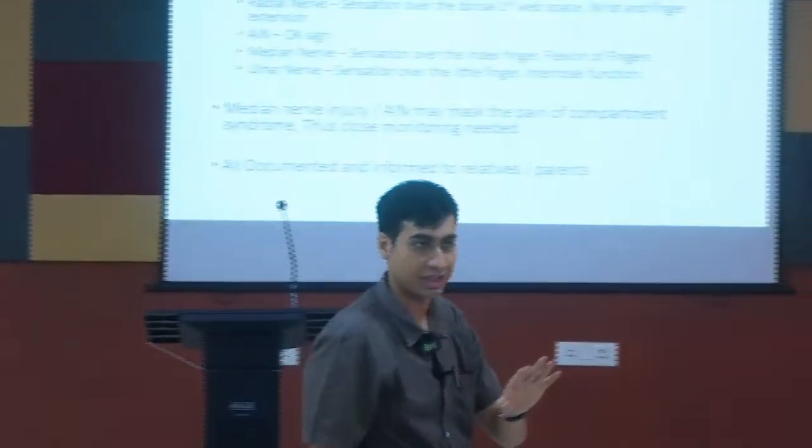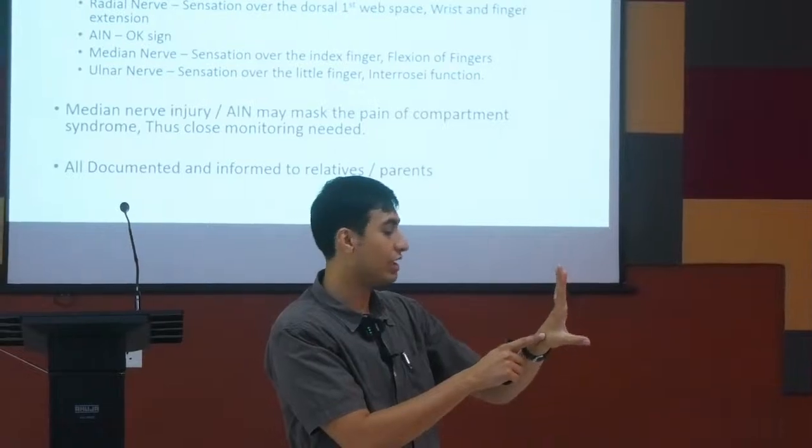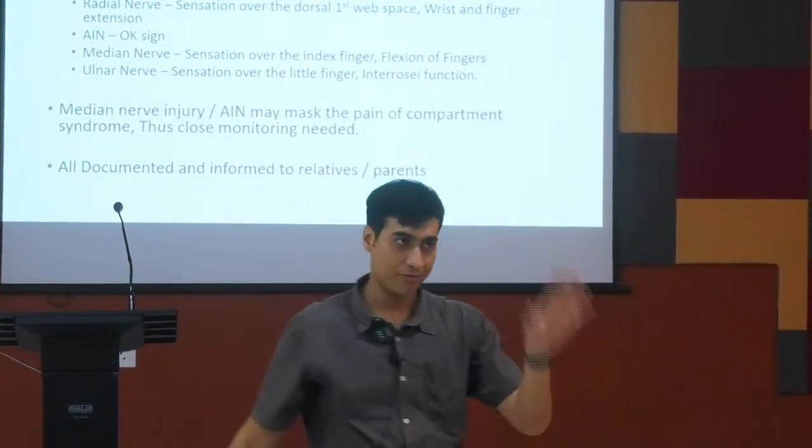I just wanted to tell you, you have to do this examination. It is not that you have to show everything in your exam. At your level, you should know the dermatomal supply of the radial nerve. Radial nerve lies here, ulnar nerve is here, median nerve is here. So you have to know this.